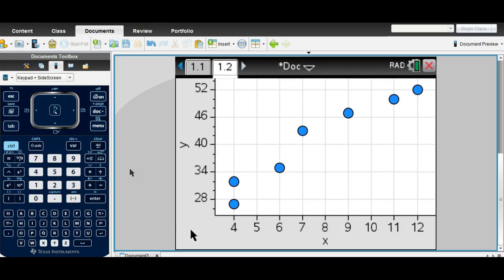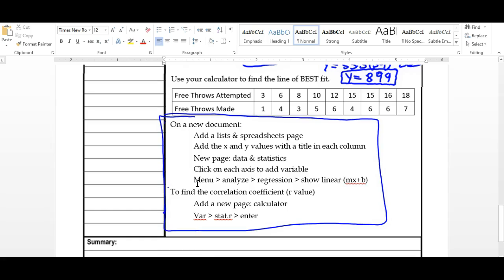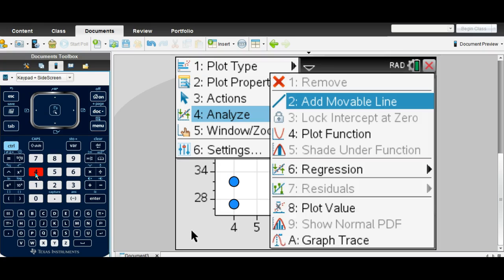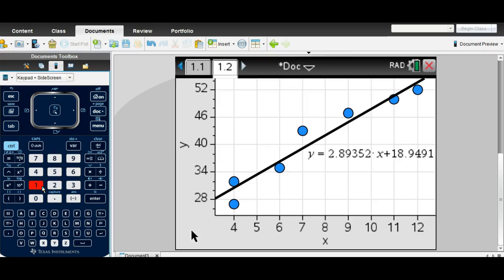To get the equation, again, all these steps are straight from your notes right here. We are at this right here: menu, analyze, regression, show linear. So on the calculator, we have menu. Analyze is 4. Regression is 6. Show linear mx plus b is 1. That gives me the line of best fit, y equals 2.89x plus 18.9. So I'm going to round it to the hundredths, 2.89, and then 18.95.